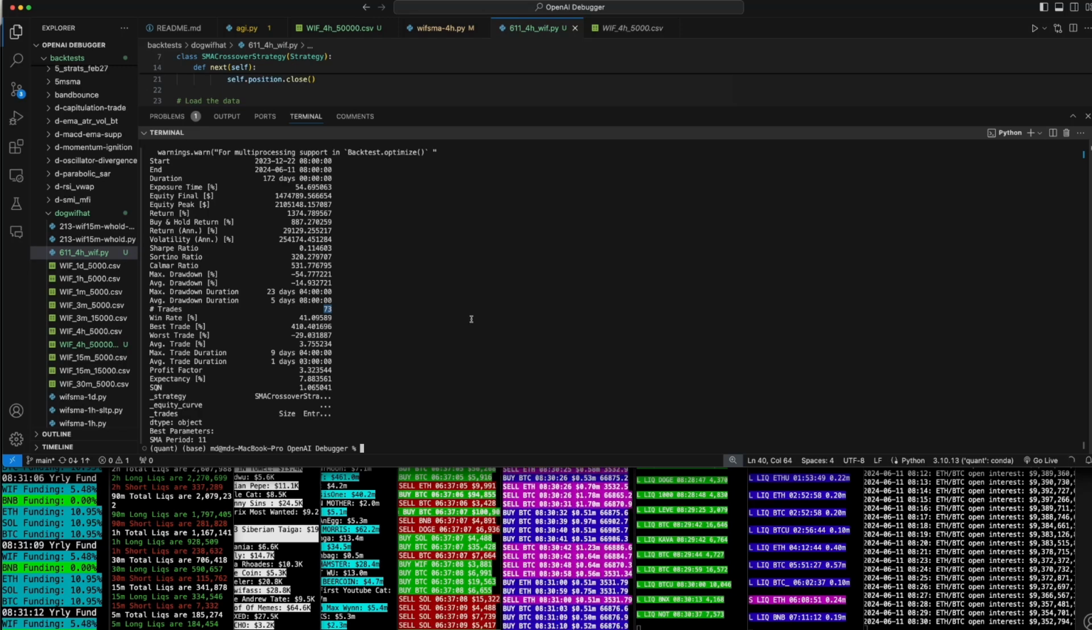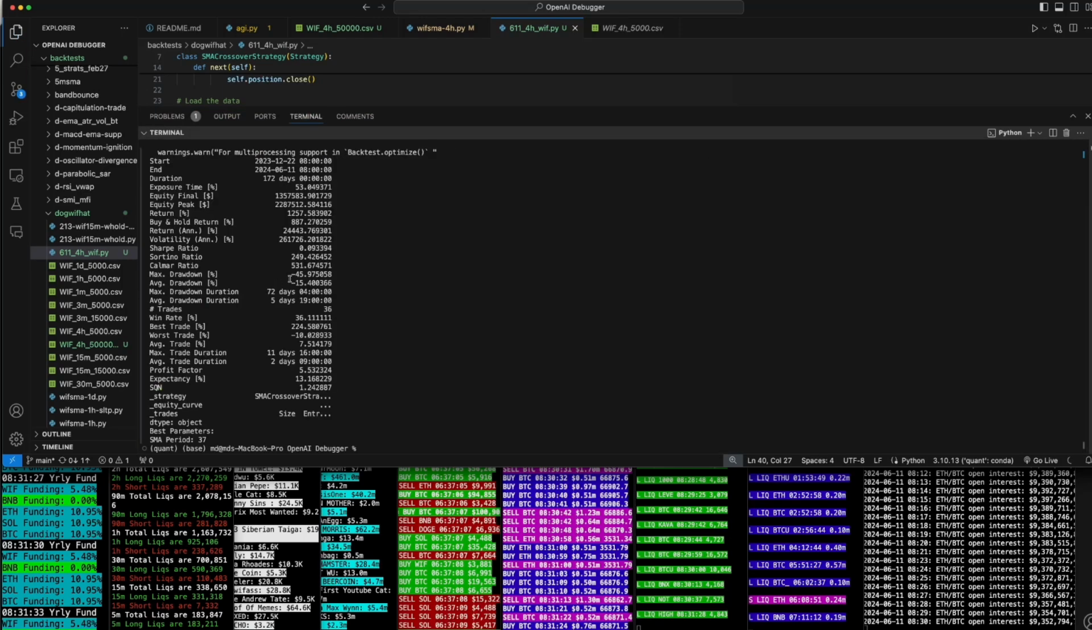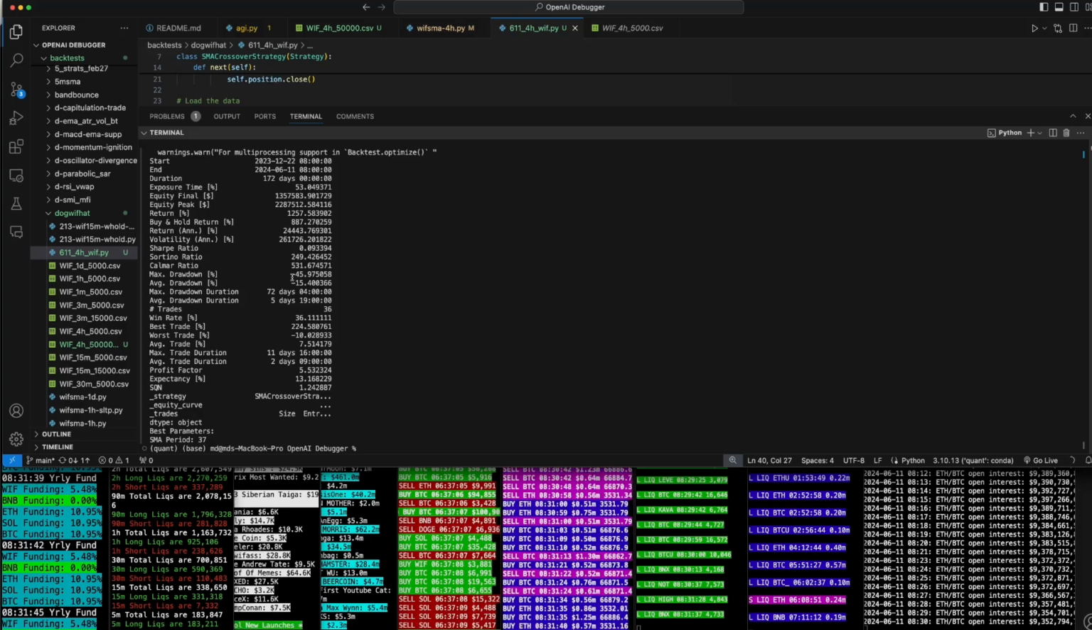Interesting. Play around with this a bit. Optimize, 20 through 45. Interesting, dude. This is actually super interesting. So why is it so interesting that the trades are changing? I think it's because the SMA period is changing.